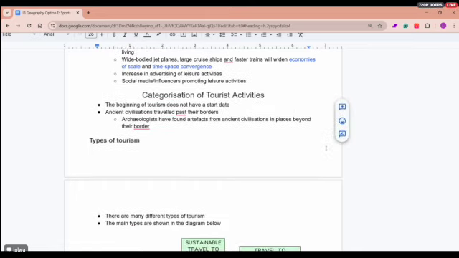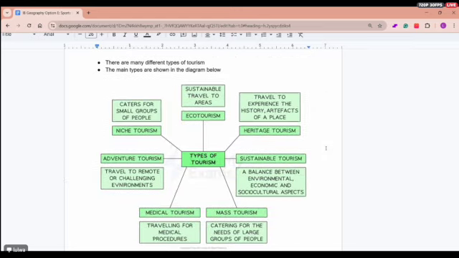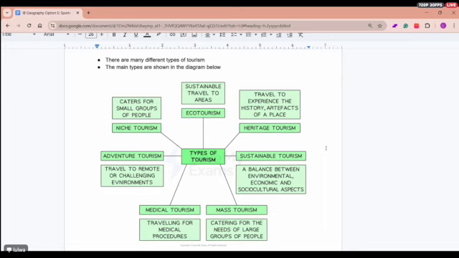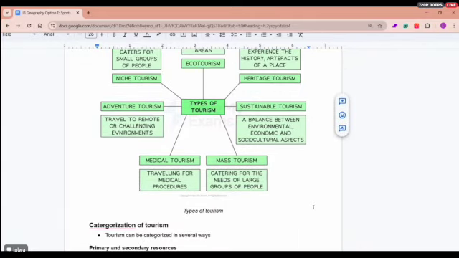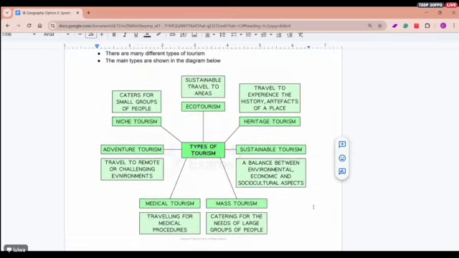So, how are these tourist activities categorized? There are many types of them, and these are the main kinds. You have niche tourism, ecotourism, heritage tourism, sustainable tourism, mass tourism, medical tourism, and adventure tourism. As you can see, they all have different definitions, and they all have different examples to them. We'll go into them a bit more in depth. But for example, medical tourism, the funniest one is, of course, men going to Turkey for hair transplants. So that's a form of medical tourism.